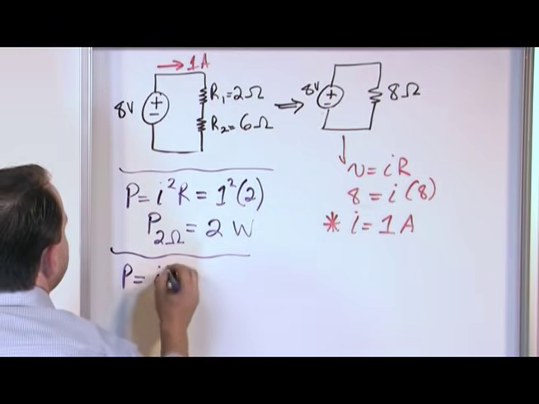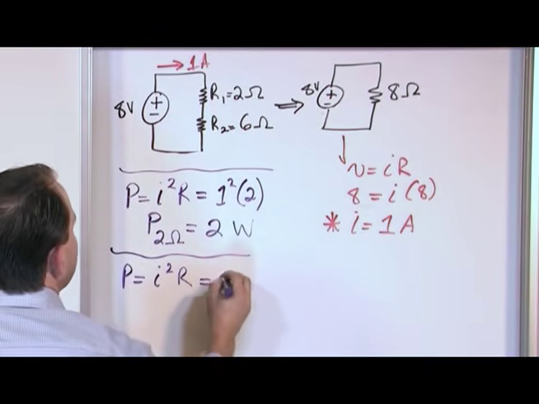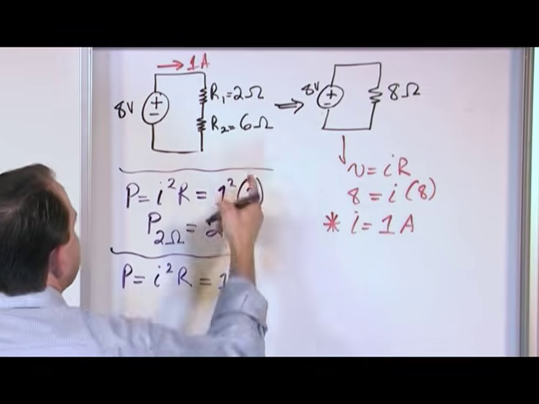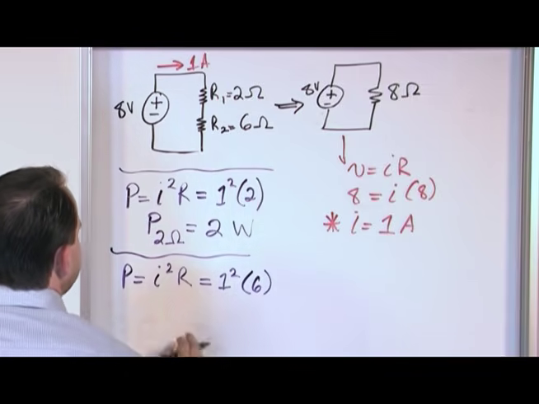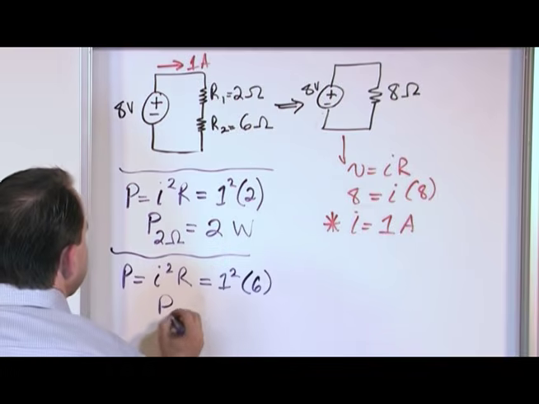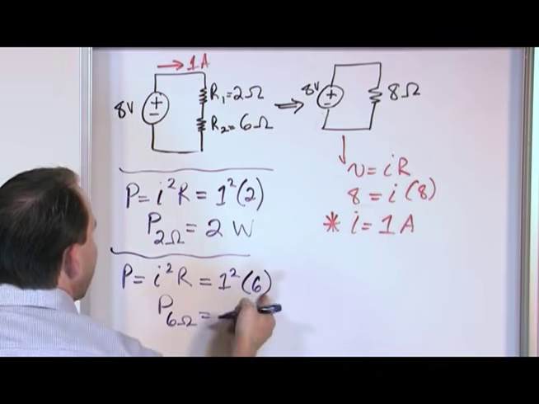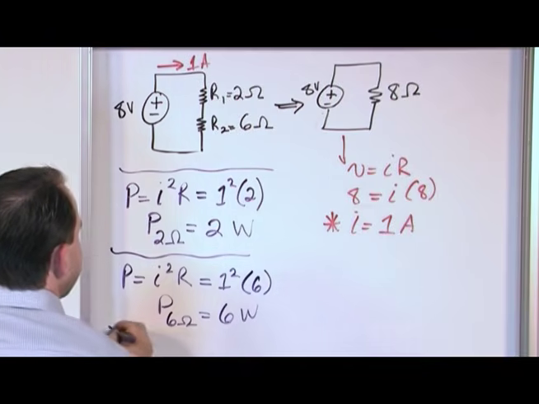P is equal to I squared R, which is equal to 1 squared, because that's the current, times the resistance. So P for the 6 ohm resistor is 1 times 6, which is 6 watts.